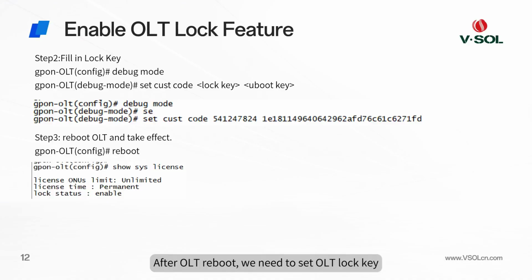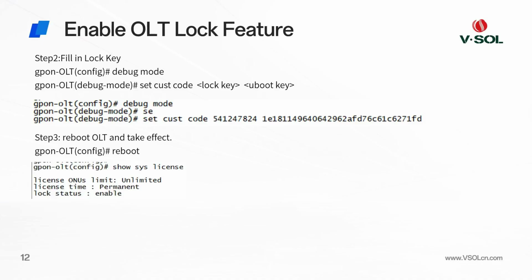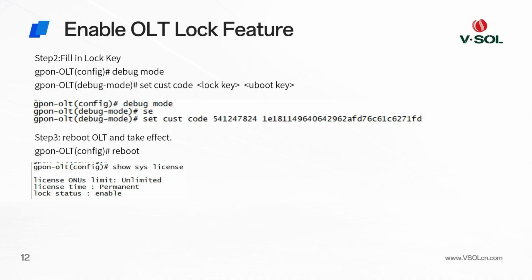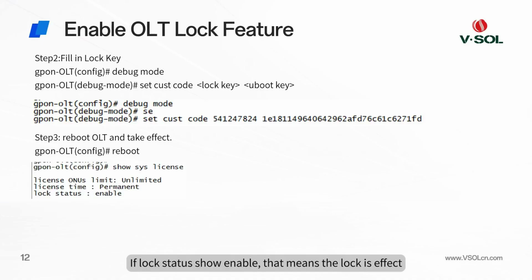At the lock key, you need to replace it with your lock key. At the U-boot key, you need to replace it with your U-boot key. Other commands please enter as they are. The commands are like the example photo. After setting the lock key and rebooting the OLT, you can check the OLT license again. If the lock status shows enable, that means the lock is in effect.